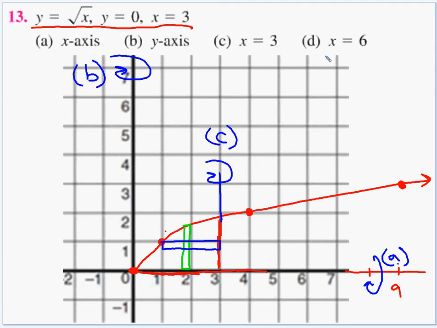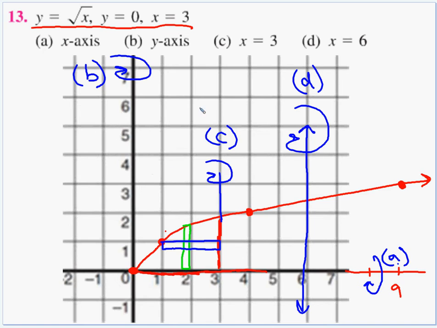Part D, we're going to go out to x is 6. So here's the line x is 6. For part D, this is going to be our rotational axis. Again, here we're nowhere near our axis of rotation, so part D is going to be a washer method.